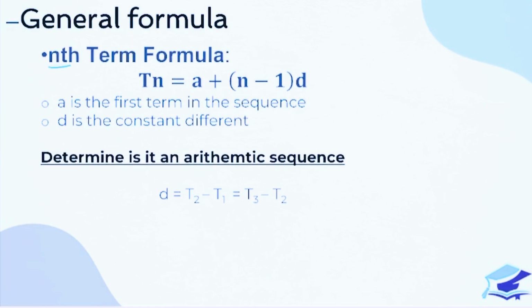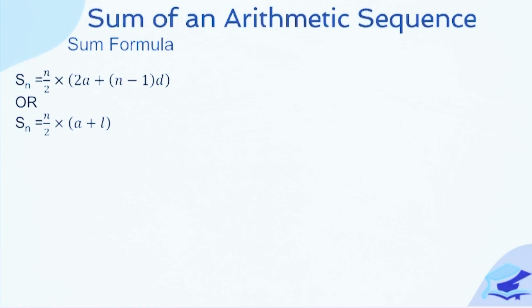The general formula for an arithmetic sequence is the nth term formula. We say the nth term is equal to A plus open brackets n minus 1 close brackets d. To determine if it's an arithmetic sequence, we have to make sure the difference is constant. The sum of the nth term of an arithmetic sequence is determined by using the sum formula. L in the last formula is the last term needed, which can either be given or we can determine by adding the difference.